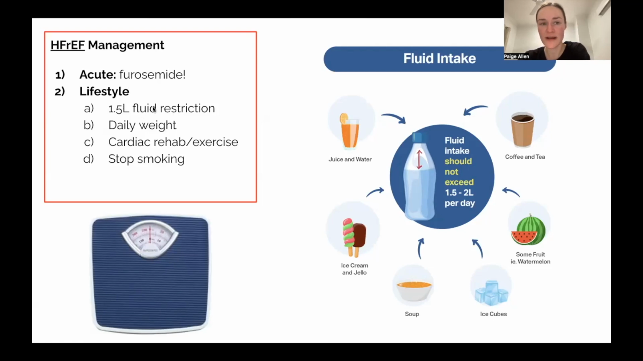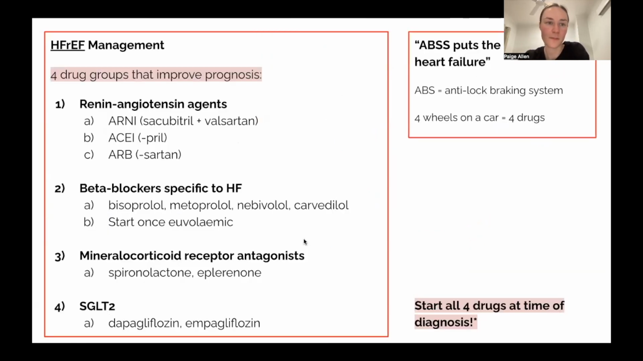What is helpful though is changing their lifestyle. So we recommend 1.5 liter fluid restriction, daily weights to see if they are having any fluid retention, cardiac rehab, and just improving their fitness, and obviously stop smoking. And when you're telling them about their 1.5 liter fluid restriction, don't forget to include things like ice cubes, really juicy fruit like watermelon, and even frozen things are considered liquids because obviously by the time it's actually in your body, it's considered a liquid.